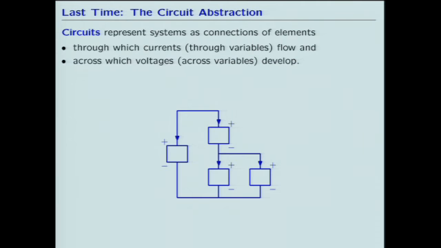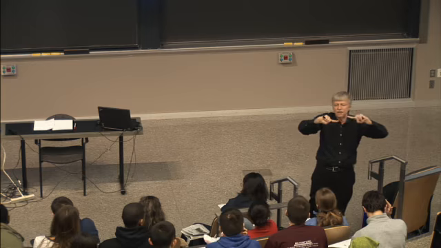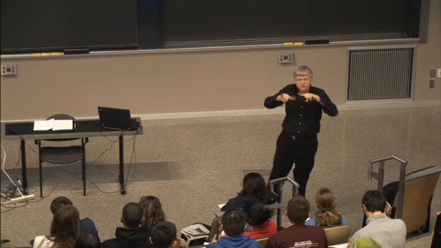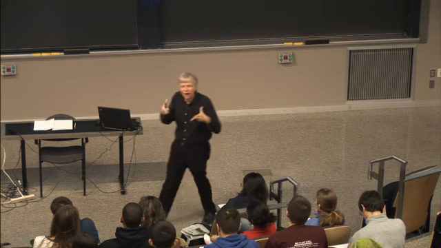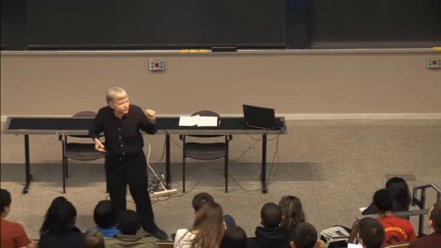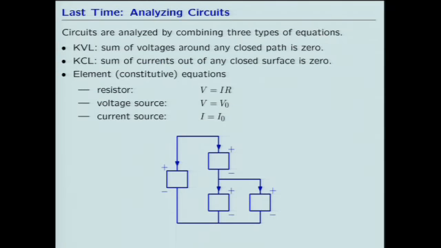And circuit theory is thinking about how you organize your thoughts about complicated interactions among things. The parts interact because they touch each other and they share voltages. Because they touch each other, they share currents, and you have to somehow think about that whole complicated system. We figured out that you can think about it as three separate enterprises. How do you think about voltages, how do you think about currents, and how do you think about the elements?